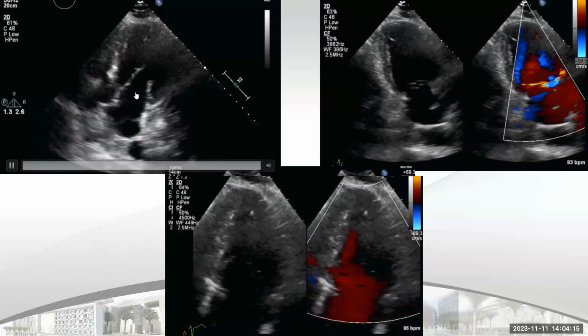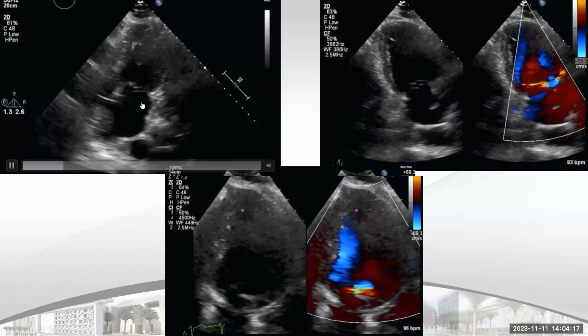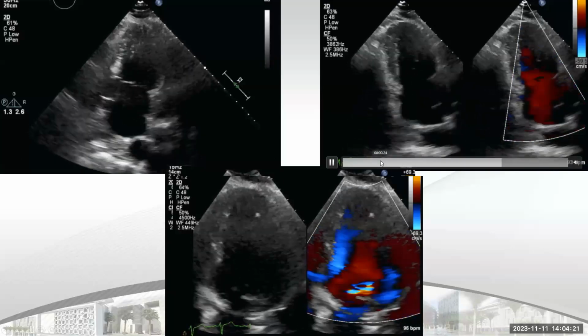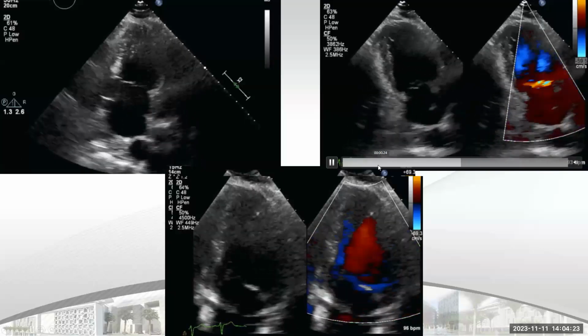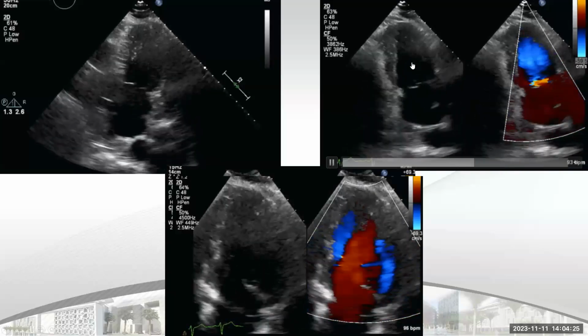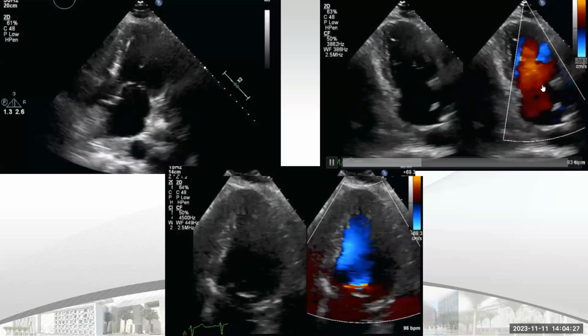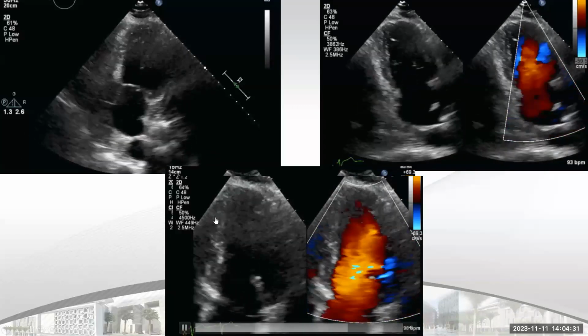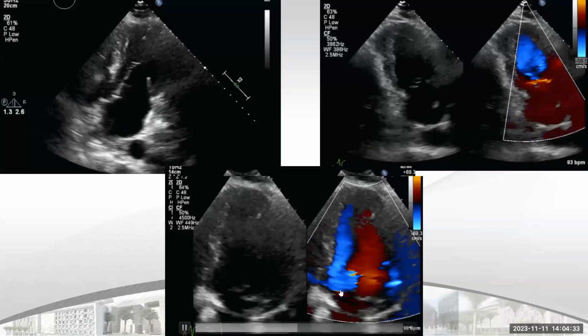But if you are not sure about the diagnosis or you don't know what's going on, get help by other features, like color. You can see here, this is two chamber, that there is some MR, some flow here. Not clear. Go here to four chamber. What do you observe here? Again, very eccentric MR.